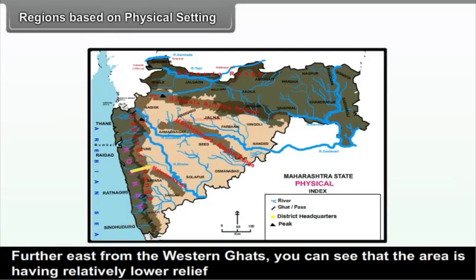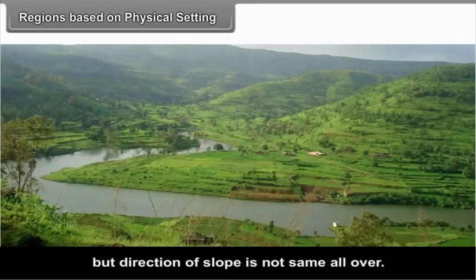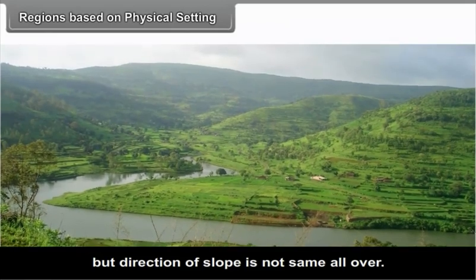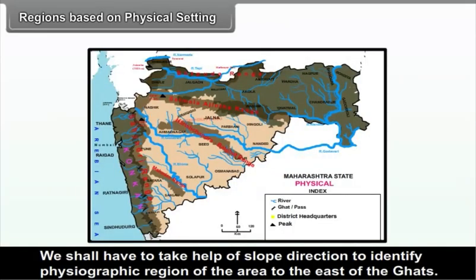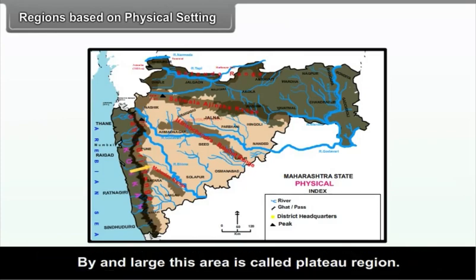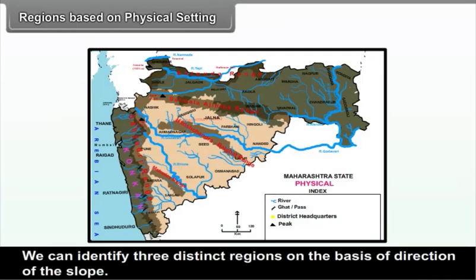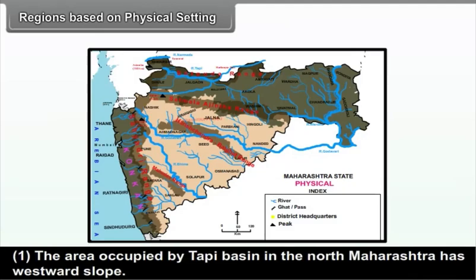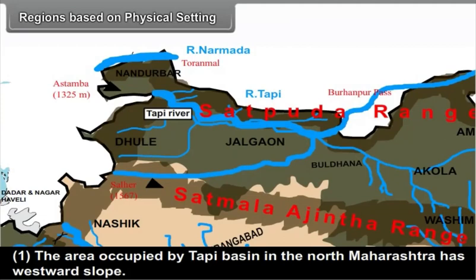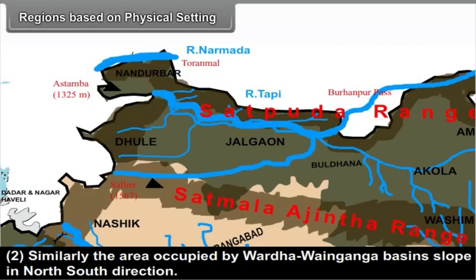Further east from the Western Ghats, you can see that the area has relatively lower relief, but the direction of slope is not the same all over. We shall have to take the help of slope direction to identify physiographic regions of the area to the east of the Ghats. By and large, this area is called the plateau region. We can identify three distinct regions on the basis of direction of the slope. Number 1. The area occupied by Tapi Basin in North Maharashtra has a westward slope. Number 2.